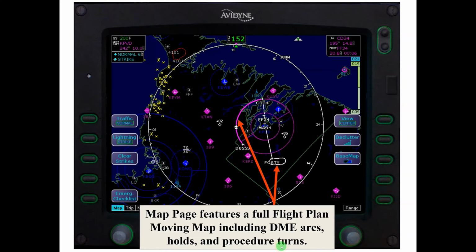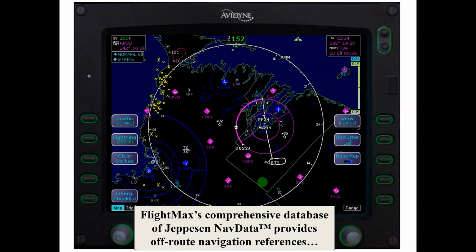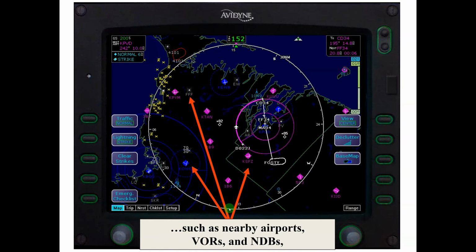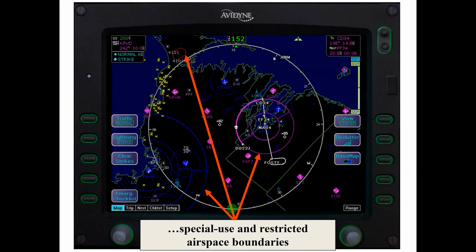On the map, you have a full flight plan overlay, including DME arcs, holds, procedure turns, so curved paths. Here you can see the lightning overlaid. This tells us our sensor status, so it tells us the traffic is in normal mode, 6 miles, and we're in strike mode in our lightning detector. We've got comprehensive nav data from Jeppesen for all of our off-route nav aids. So off-route airports, intersections, NDBs, airports, of course, special use airspace, restricted airspace boundaries.